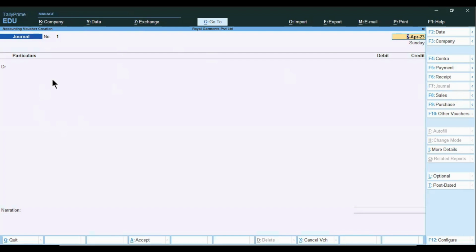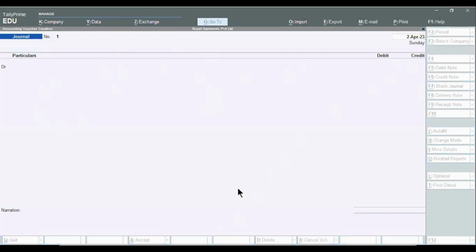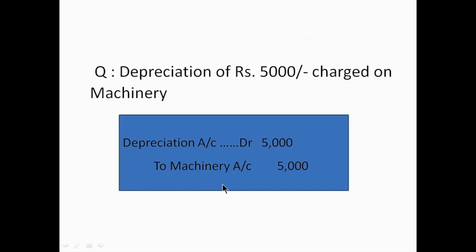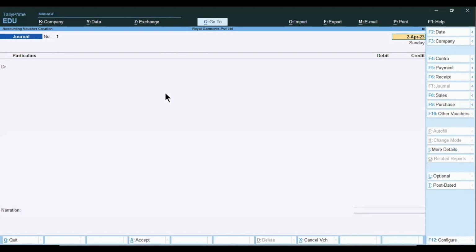So this is the journal voucher. The question based on this is depreciation of 5,000 charged on machinery. So depreciation account debit to machinery account will be our entry. So let's start entering the transaction. Suppose we have charged depreciation on this machinery on 31st of May. So I want to change the date.